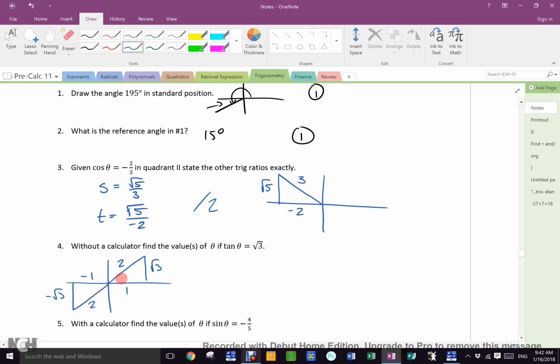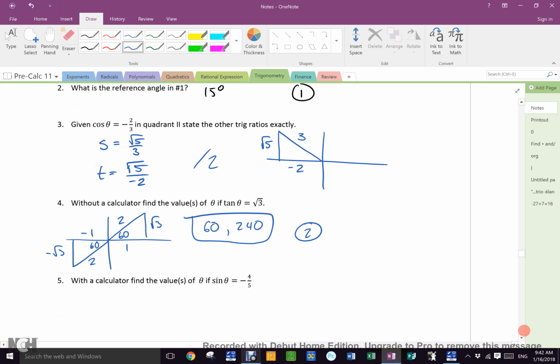Root 3 is bigger than 1, so this is my 60. This is my 60. So what are the values of theta? It can be 60, or it can be 60 past 180, which is 240. 2 marks. Anybody need that explained? Sweet.